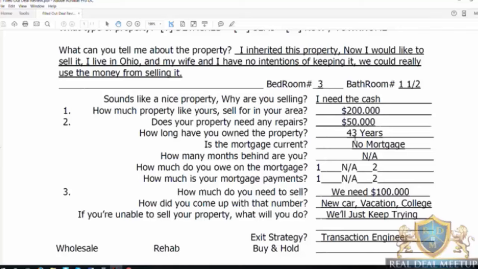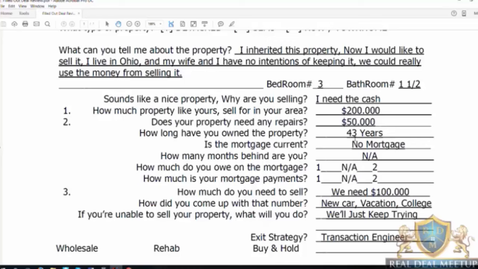How much are your mortgage payments? How much do you need to sell? The seller needs $100,000, $80,000 to $100,000. I think we got $80,000 here. So the seller needs $80,000 to $100,000. I know this is the number I need to get within in regards to my exit strategy.